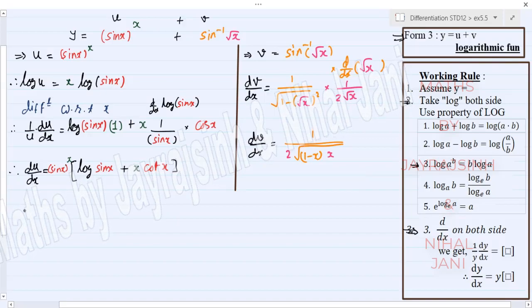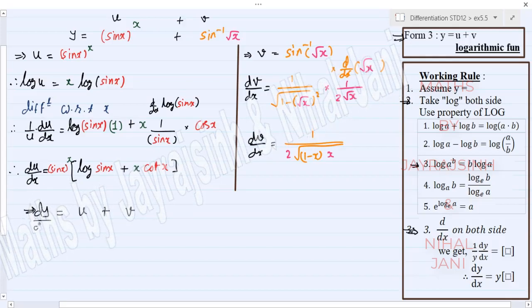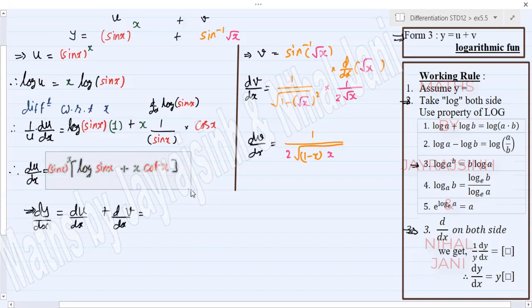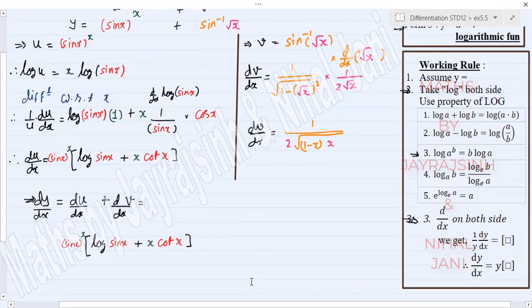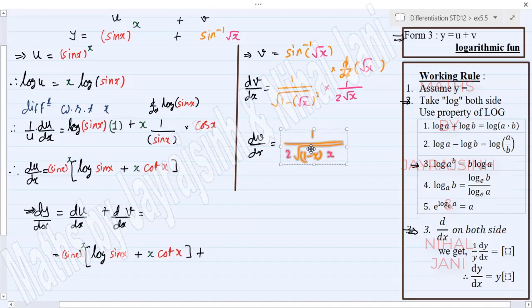So now it's time to recall our original question, which is y is equal to u plus v. So we can say your dy by dx is simply du by dx plus dv by dx. So your first term is your du by dx plus your second term is your dv by dx. So tada, this is your final answer.